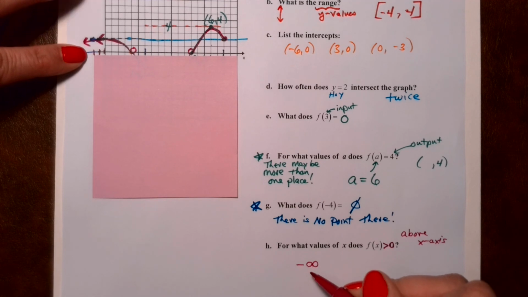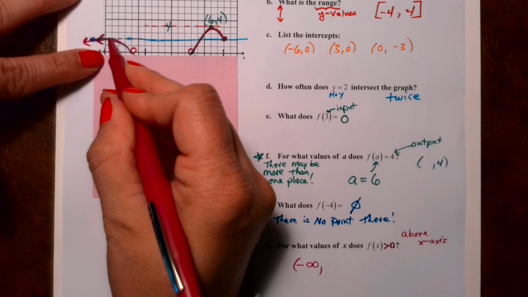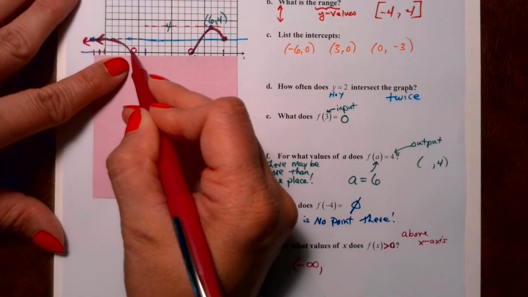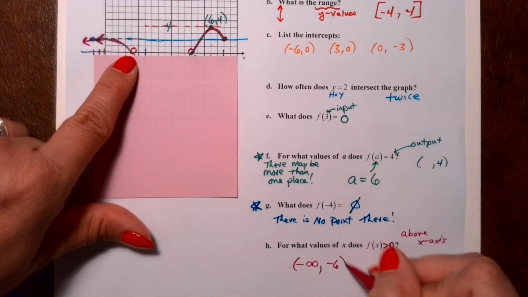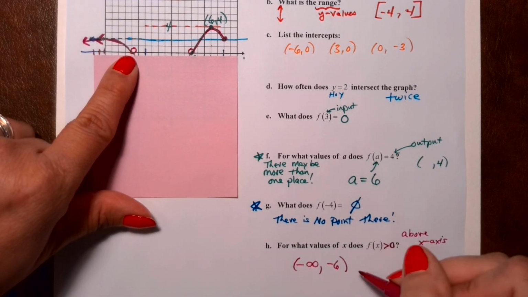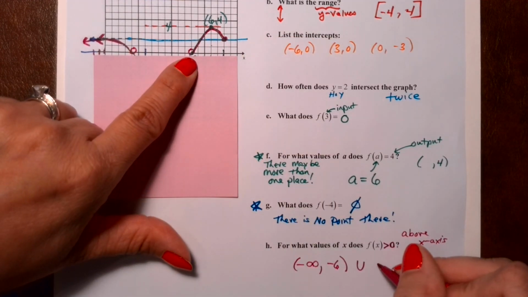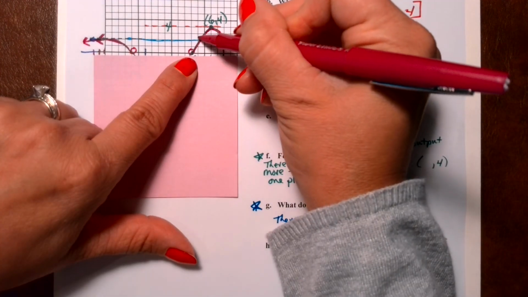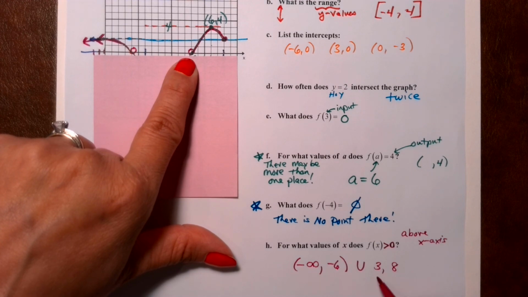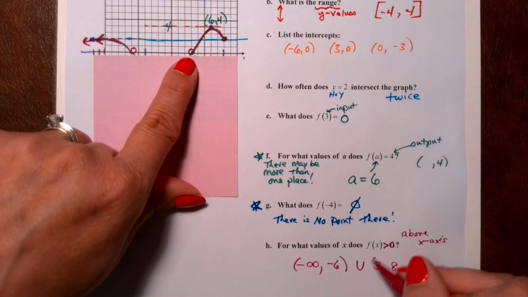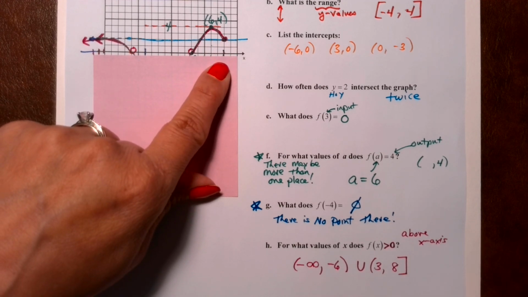What symbol are we going to put on infinities? Parentheses. And it goes all the way until the x value, what is this here? Negative 6. Since it's an open bubble, we'll put parentheses. Union. Where does the next piece start? The next piece starts right here at 3 and goes all the way until 8. But what about the symbols? Open bubbles get parentheses and closed points get the brackets.